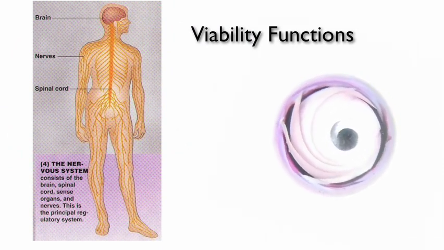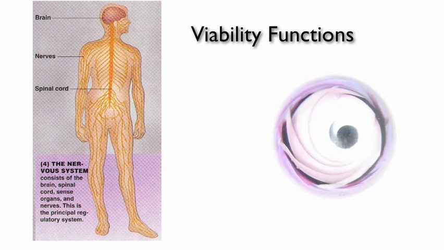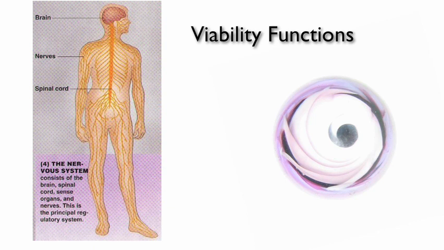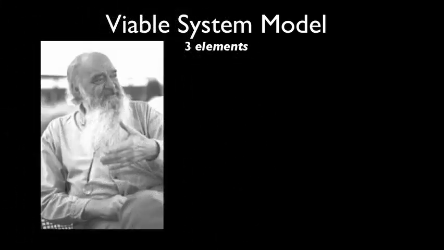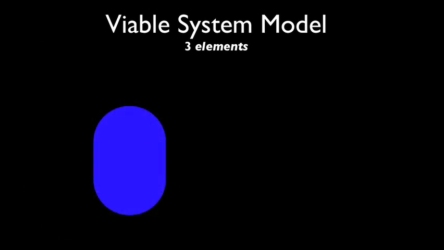Stafford identified six functions of control that are present at every level of recursion and are necessary and sufficient to assure viability. These functions are operation, coordination, direction, audit, planning, and identity. Stafford puts all these ideas together in the viable system model. He makes use of both the idea of recursiveness and the fuzzy borders.